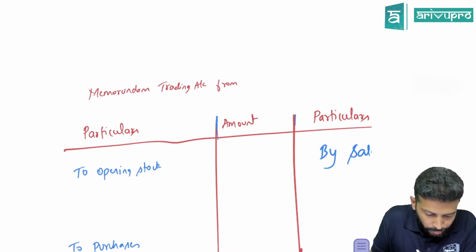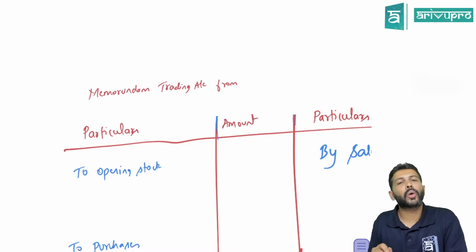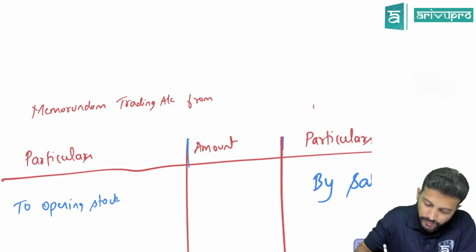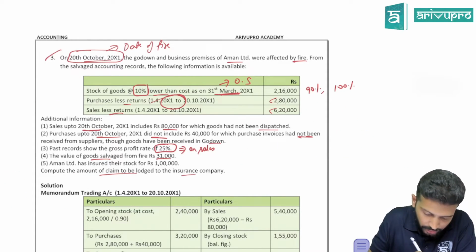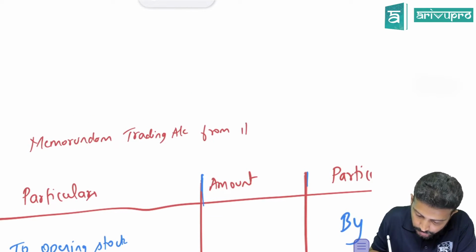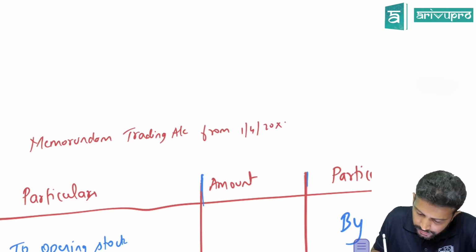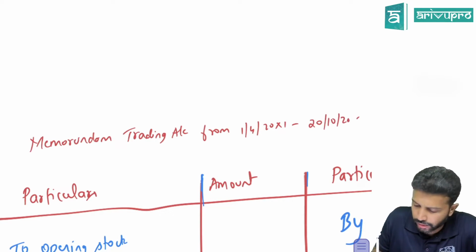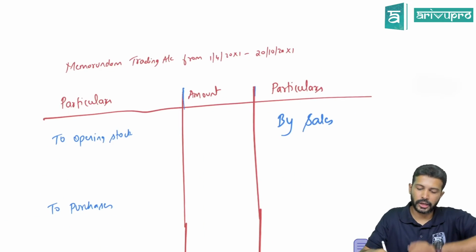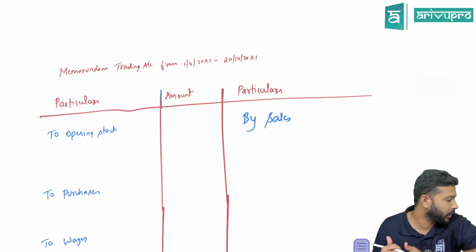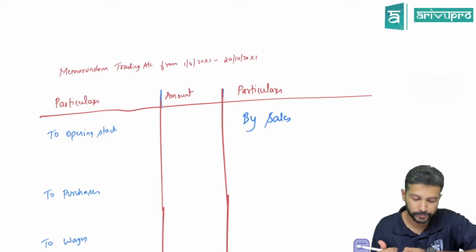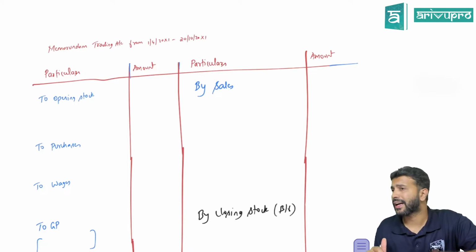So for what period to what period do I need to prepare the memorandum trading account? They have given the data from 1st April 20x1 till the date of fire. Now what is the date of fire? 20th October 20x1. So that is the period for which I need to put up the memorandum trading account. Okay, so can we get started with that?